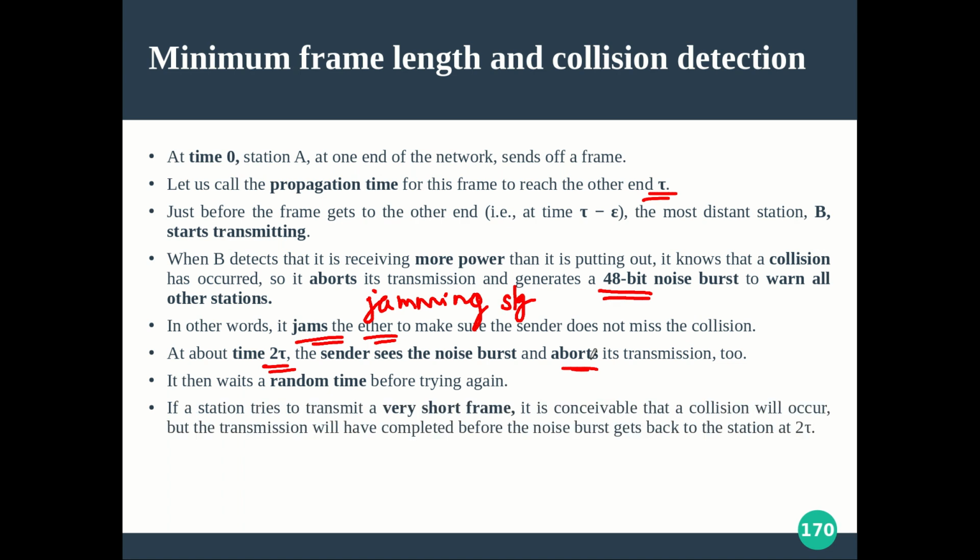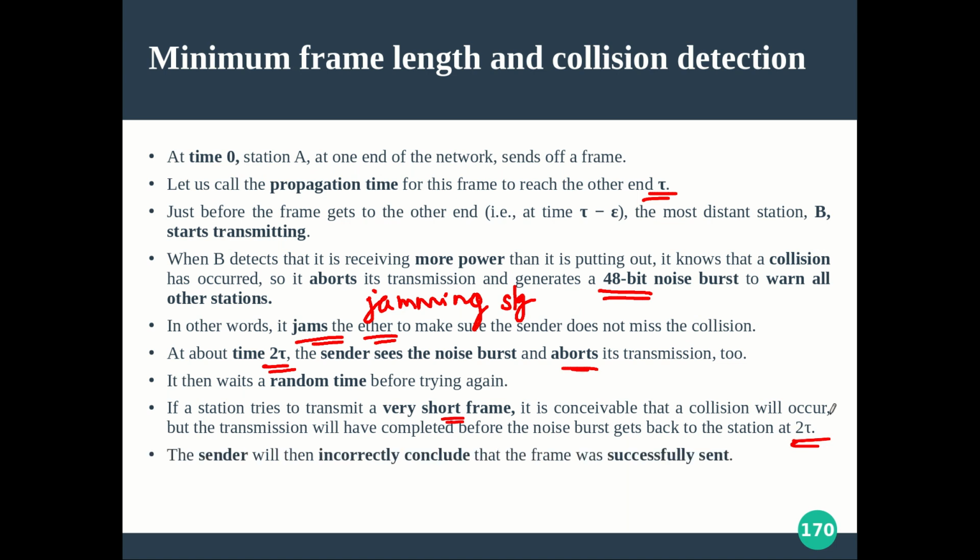Now, if the station tries to transmit a very short frame, maybe of length less than 64 bytes, it is conceivable that a collision will occur, that it will understand by looking at the jamming signal, but the transmission may have completed before the noise burst gets back to the station, that is at 2τ, so it will be confused whether it is its data that got collided or someone else's data, because when that collision signal comes back, it has already sent the data, right?